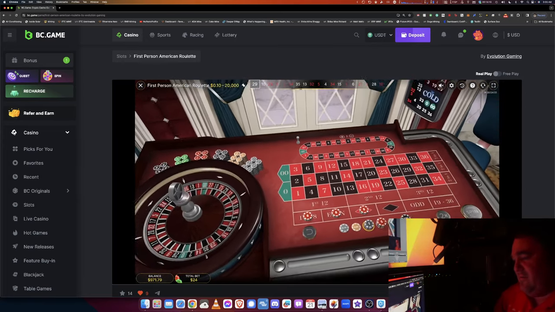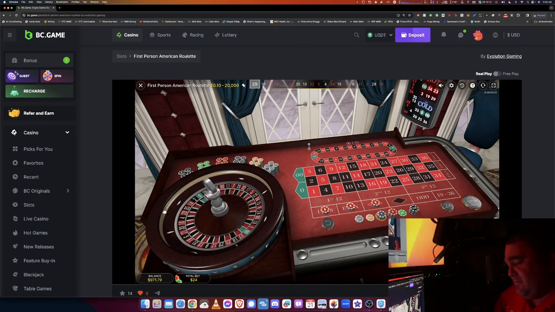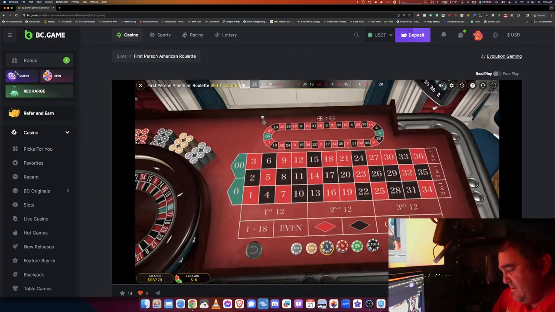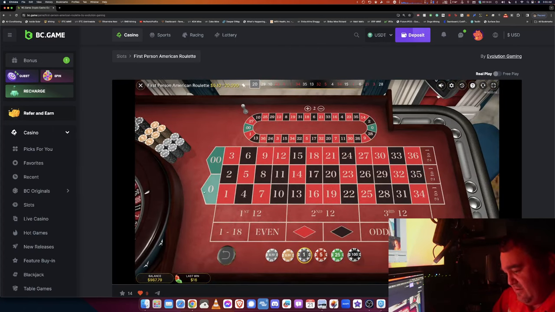I think we might have gone up a little high, but let's see. Because the 10 probably hit before, but let's let it go. Hopefully we hit. 20. I won 16, but my bet was a little bit more than that. So you can see I'm still down a little bit. Let's rebet.